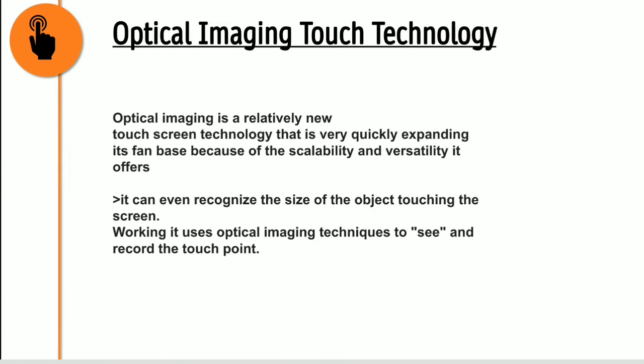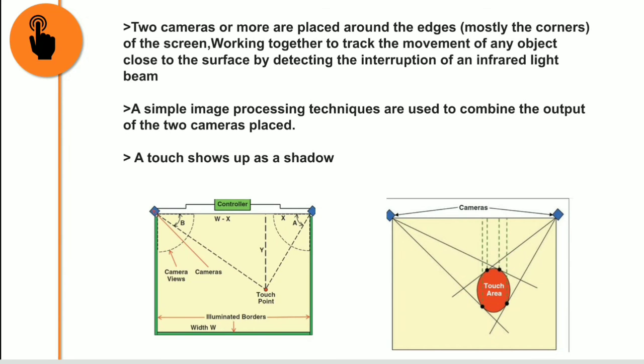Optical image touchscreen technology. It is a relatively new touchscreen technology that is expanding very quickly because of its scalability and versatility. Using optical image techniques, it can see and record the touch point and even recognize the size of the object too. Two or more cameras are placed around the edges of the screen, working together to track the movement of an object close to the surface by detecting the interruption of an infrared light beam, and the output is combined using image processing techniques so that the touch point shows up as a shadow.